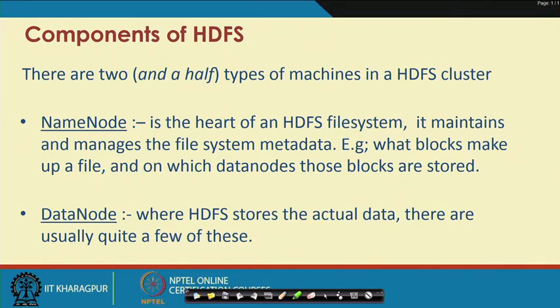The second important component is the data node component. This is where HDFS stores the actual data, and you can think that in any Hadoop cluster, almost all the nodes will work as data nodes, whereas there will be one or 2 name nodes. Typically, there will be only one primary name node and then maybe a few secondary name nodes, which become useful if the primary name node goes down.